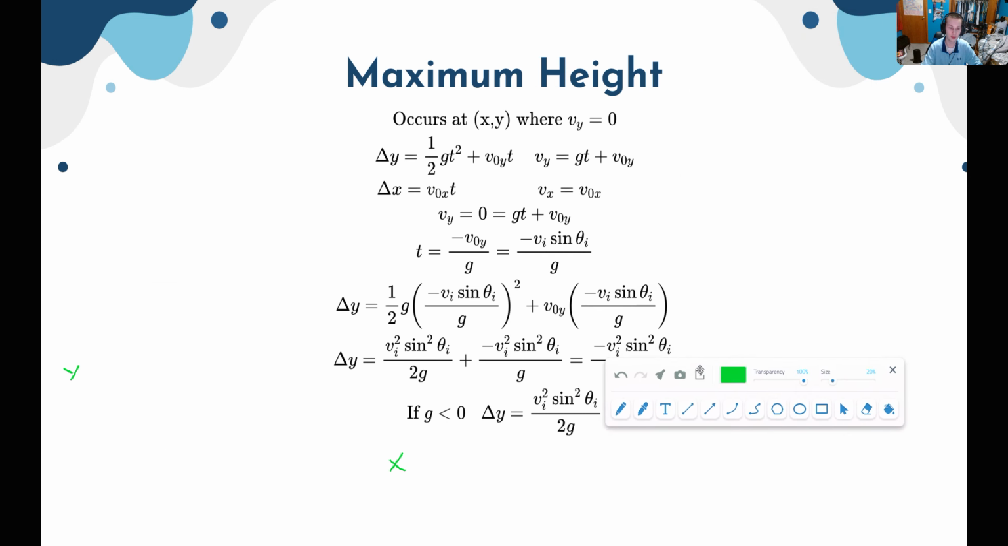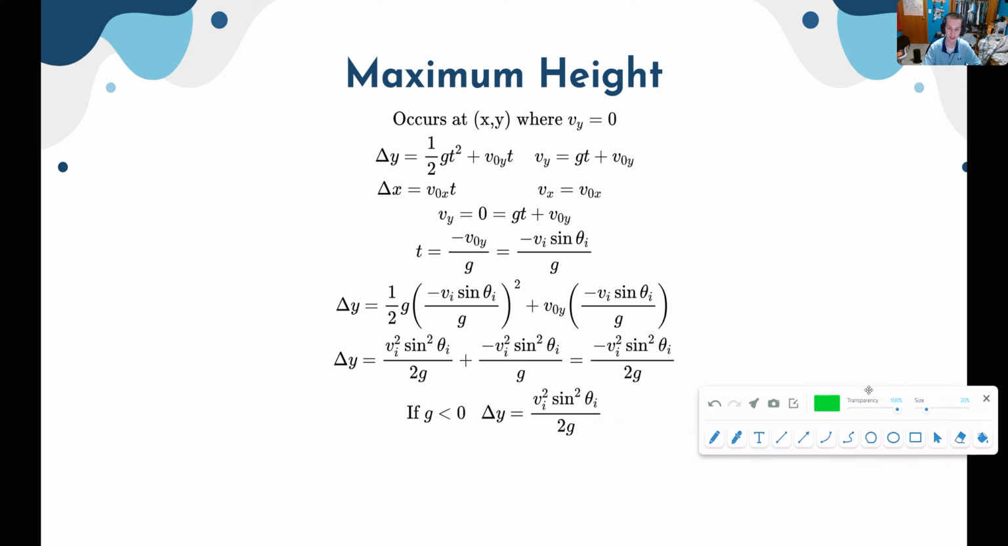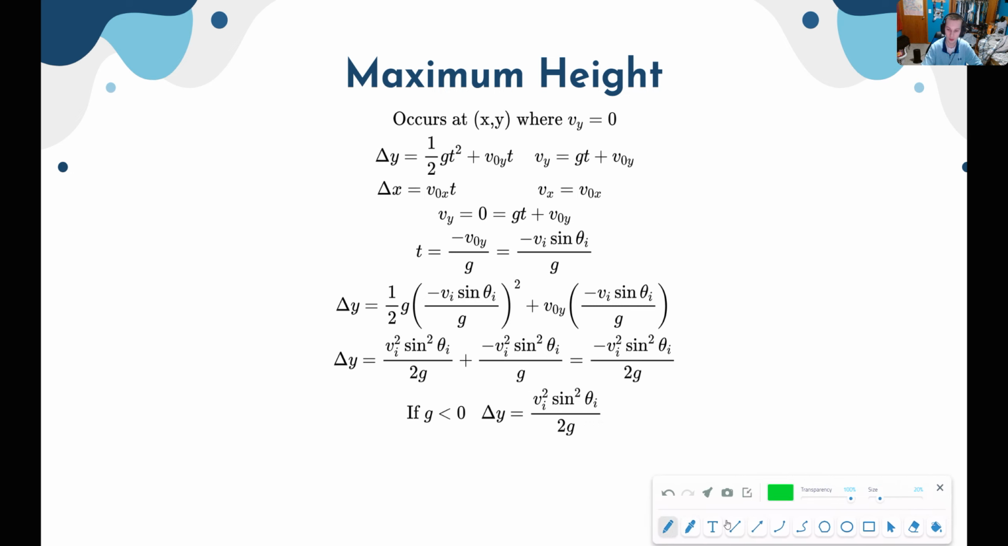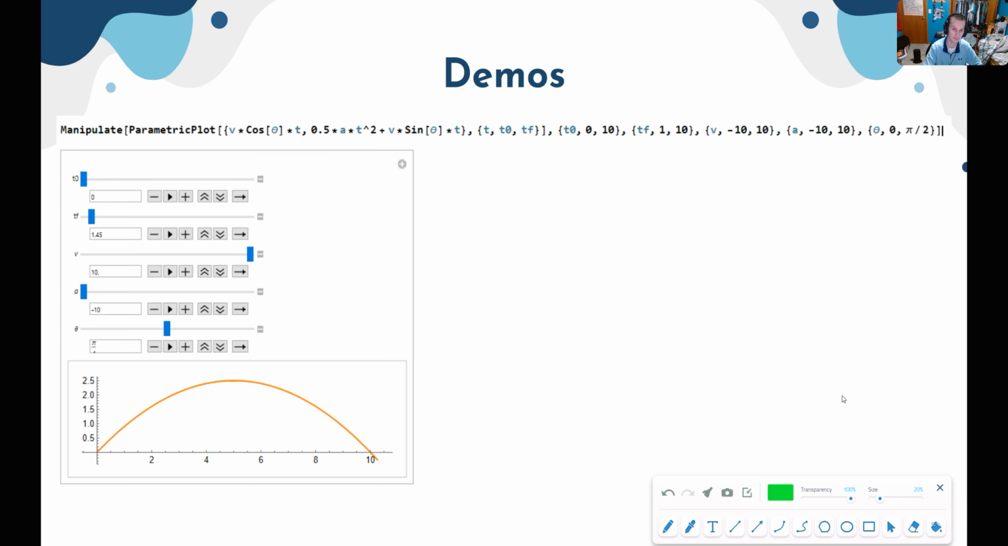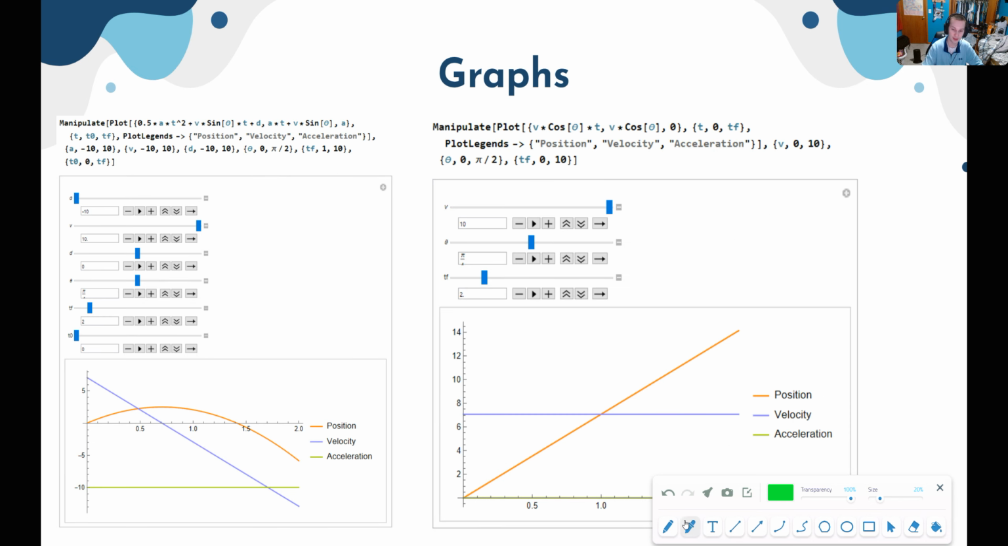So first thing we want to explore is the maximum height. If we go back over here, I mentioned that the velocity becomes 0 in the y direction. Because of that, there's a critical point, and that means that there's a maximum value there. And so we want to find out when does that maximum value occur, and where does that maximum value occur?